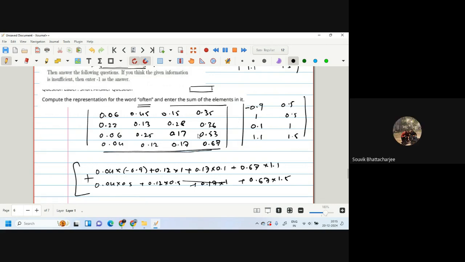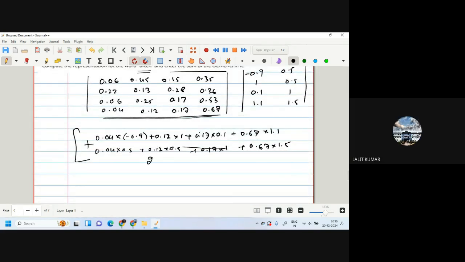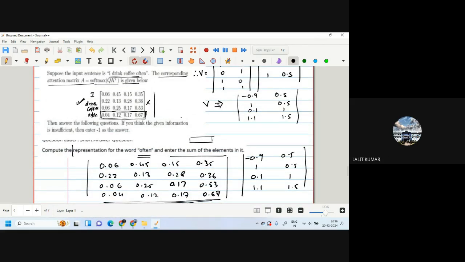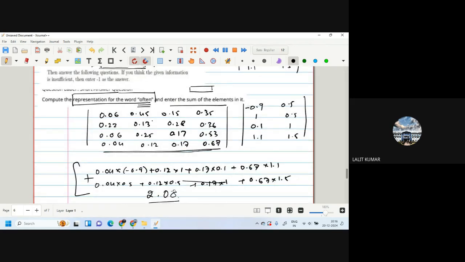Yes, just open it. If I'm not wrong, I calculated it. It came to some 2.08 or something, and the answer given is 2 to 2.1. So it's simple mathematics only. We have to remember what the representation is, what the meaning is, and this "often", which is there, will come last. So representation-wise we will again get a 4 into 2 matrix. So this will be for "I drink coffee often". So "often" is the last one. That's why we have calculated only this row.